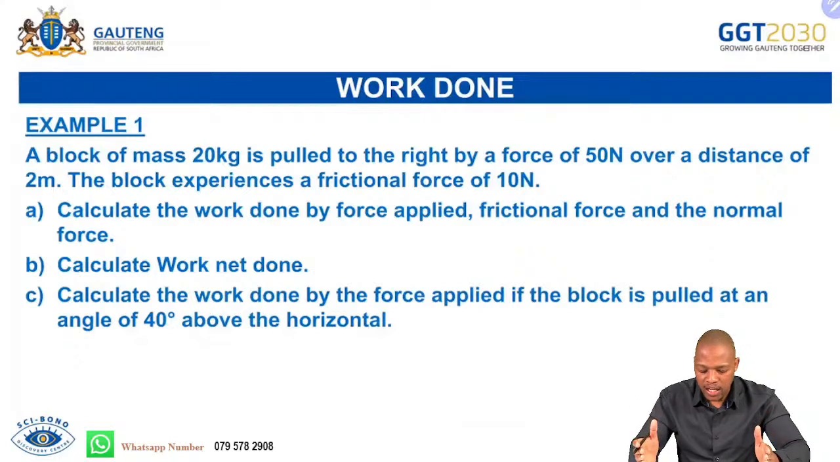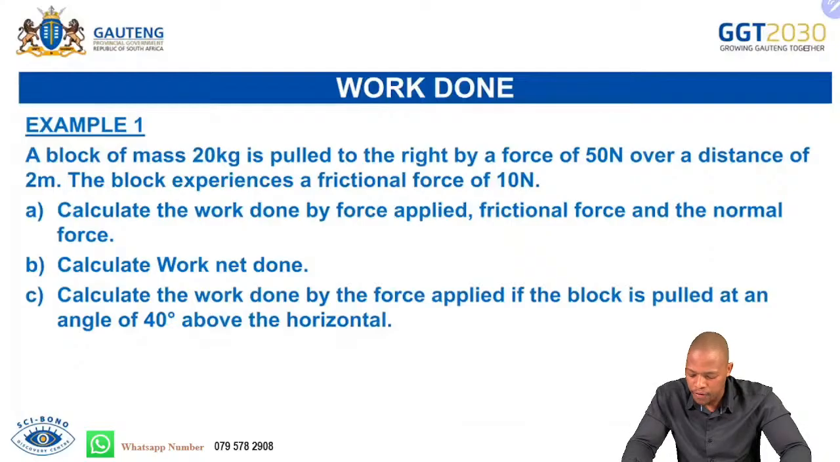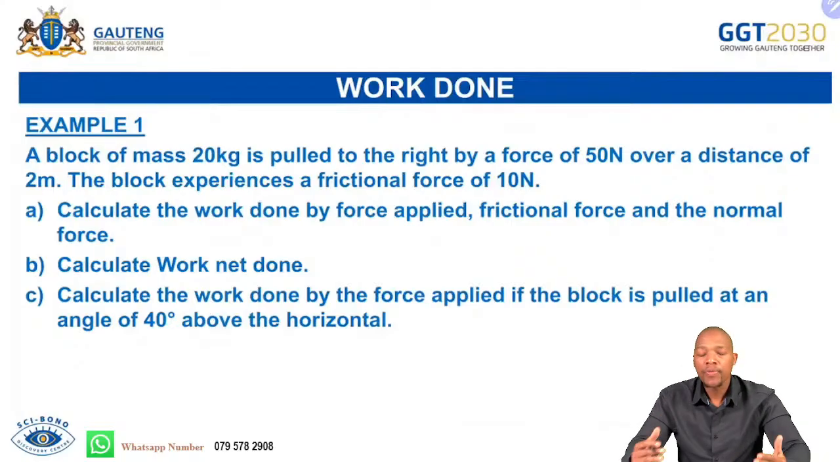But what did the work? It was the forces that were exerted on that object. The block experiences a frictional force of 10 newtons. As you noticed, I said it was the forces. So not one force does work on this object. It's more than one force that is doing work on the object. Then we are asked to calculate the work done by the force applied, the frictional force, and the normal force. Then they say calculate the net work done. Then they say calculate the work done by the force applied if the block is pulled at an angle of 40 degrees above the horizontal.